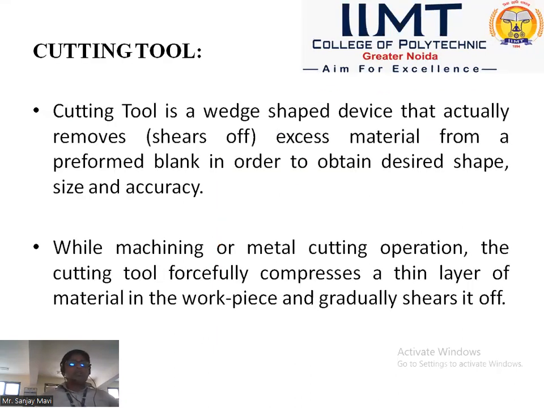Before discussing the cutting tool geometry, let us discuss what a cutting tool is and what their classifications are. Basically, a cutting tool is a wedge-shaped device that removes excess material from a workpiece to get it into the desired shape, size, and accuracy. During machining operations or metal cutting operations, this cutting tool forcefully compresses a thin layer of material in the workpiece and gradually shears it off.